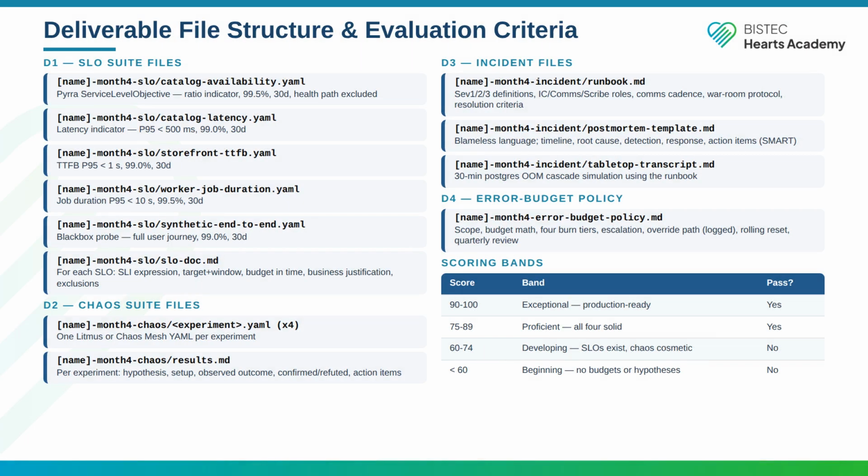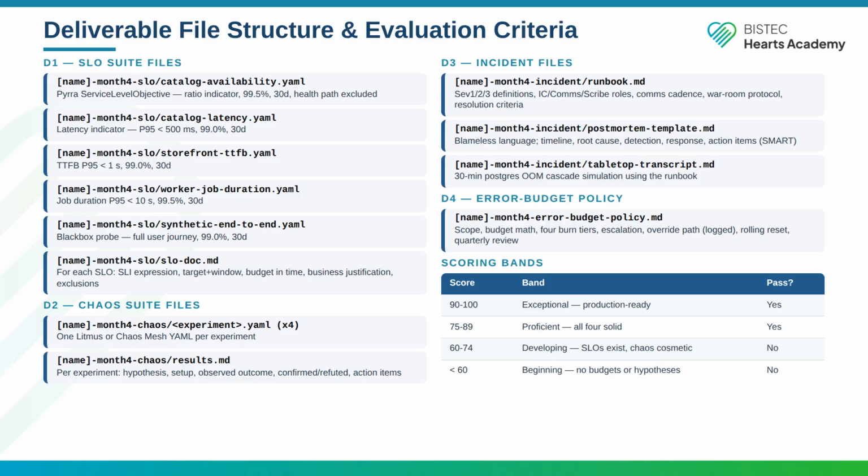The file structure for each deliverable is specified. Follow it exactly. Graders look for named files. Misnamed files are ungraded. For the SLO suite, the synthetic end-to-end SLO is the hardest to write correctly. The synthetic check should test the path that a real user traverses. An HTTP request to storefront, which calls catalog, which reads from Postgres, not a direct health probe to catalog.